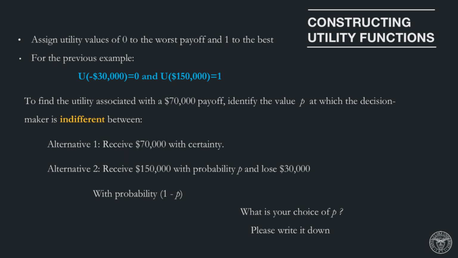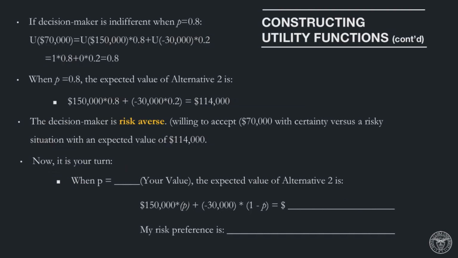You want to identify your ideal P such that you are indifferent between these 2 alternatives. In other words, the 70,000 in cash is equivalent to alternative 2, where you get $150,000 with probability P and lose $30,000 with the probability 1 minus P. I believe every one of you is going to have different P values. I'm going to randomly pick a value.